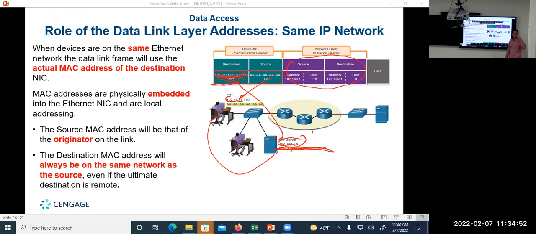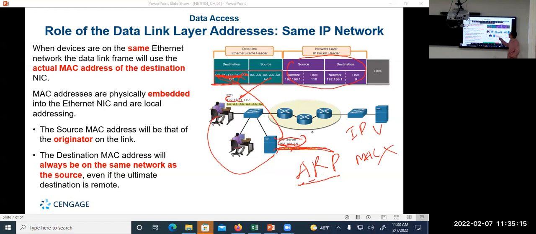In that case, you use ARP here. ARP is the Address Resolution Protocol. So it is for the case where you know the IP address, but you don't know the MAC address. In that case, you have to use ARP.